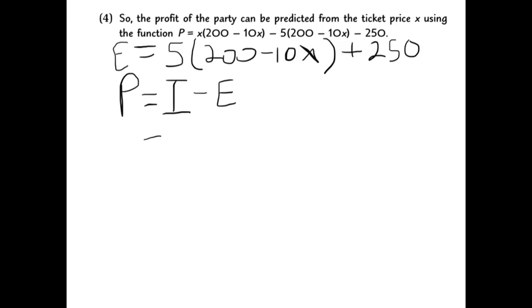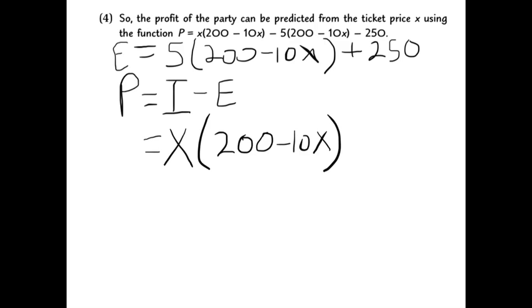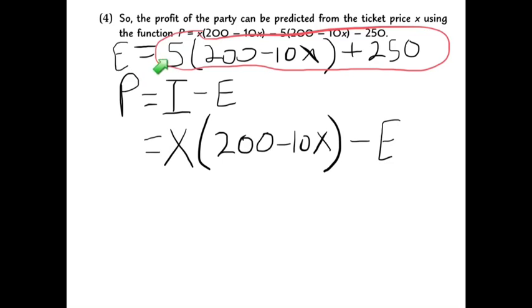So we're going to build this function by putting in the equation for income, which was x times 200 minus 10x. And we're going to subtract from that E, the expenses. E is this whole equation right here. Notice that in expenses, we've got positive numbers. But since we're subtracting E, we've got to make all those negative numbers. I'm going to have to try to write a little smaller here.